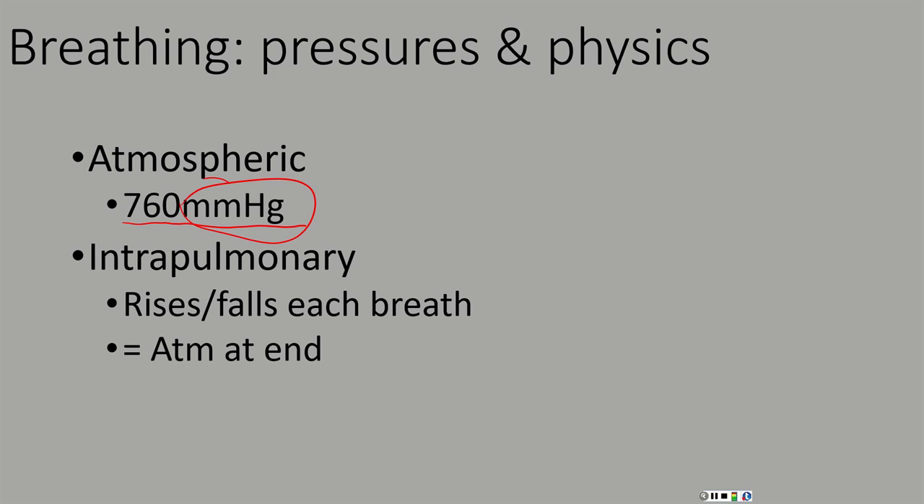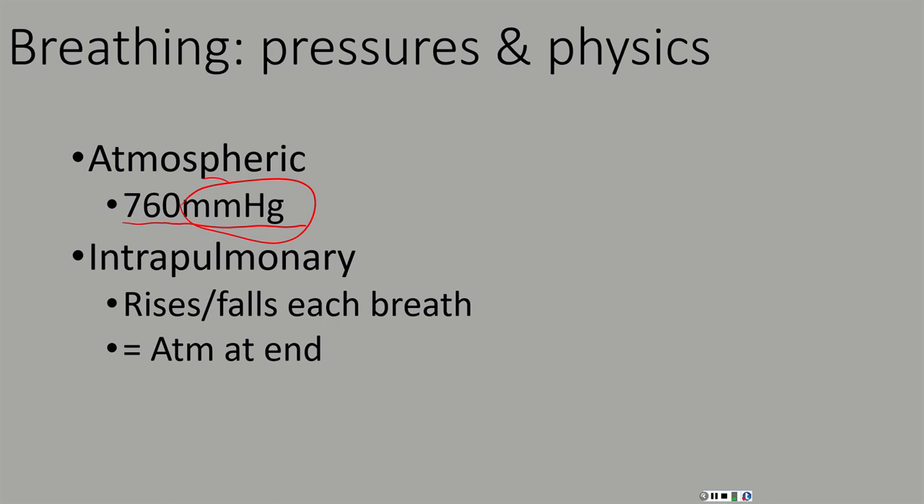Another type of pressure we're going to be talking about is the intrapulmonary pressure. The intrapulmonary pressure is the pressure inside of our lungs, inside of our alveoli, those little air sacs in our lungs. And the intrapulmonary pressure rises and falls with every inhale and exhale. When we inhale, we're bringing more air in, so the pressure goes up. When we exhale, we're pushing air out, so that pressure goes down.